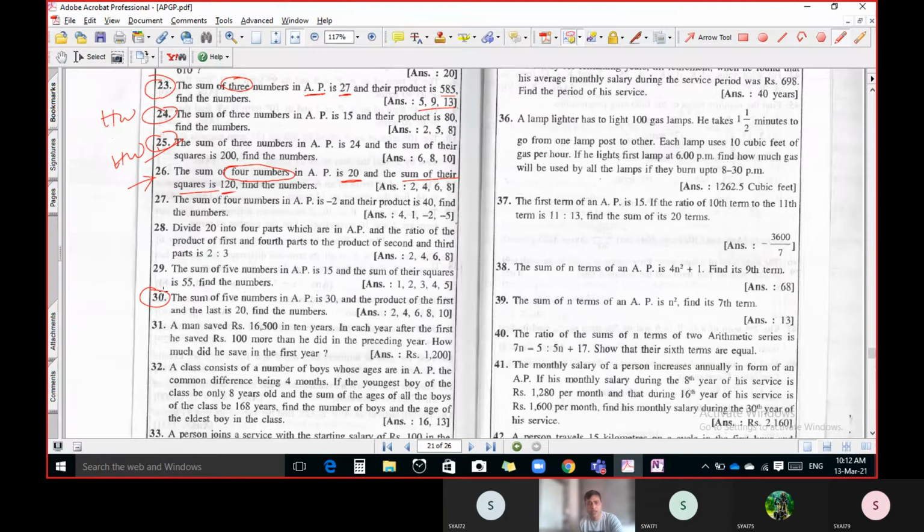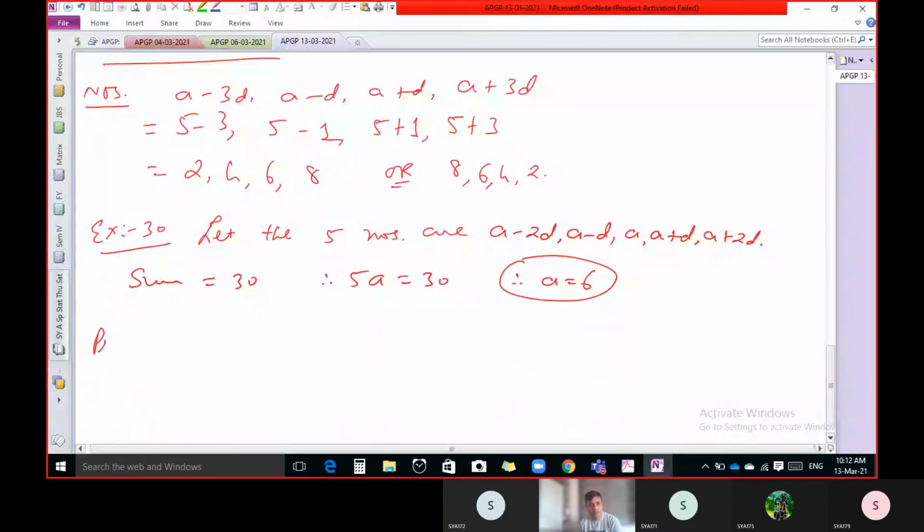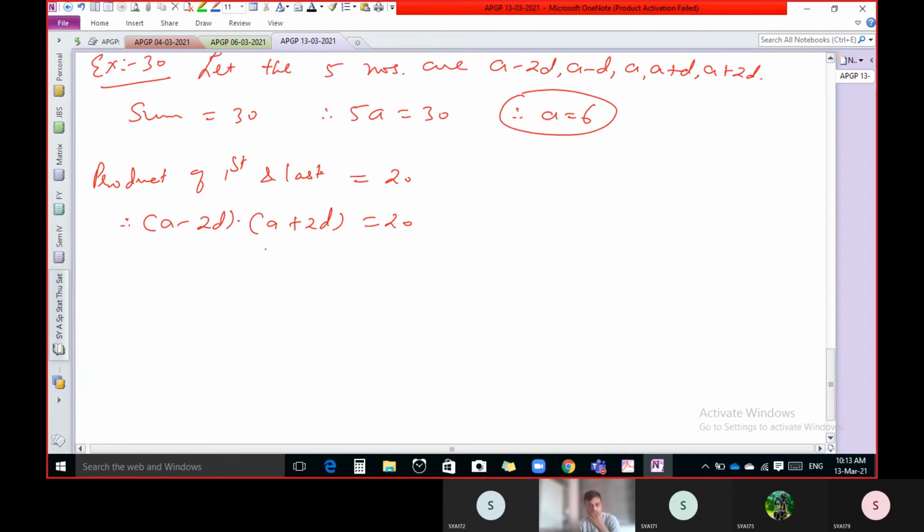And what other information we have? Product of first and last is 20. So product of first and last equal to 20. First means a minus 2d. Last means a plus 2d here. So multiply. What is a minus 2d into a plus 2d? a square minus 4d square. Yes, put a equal to 6.